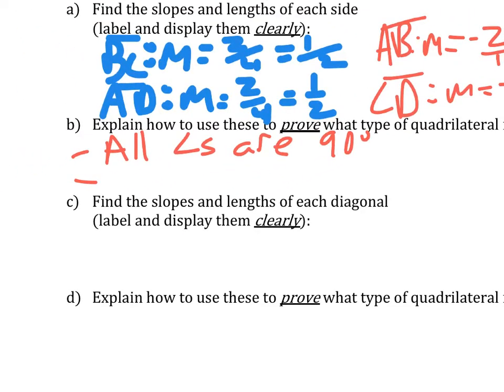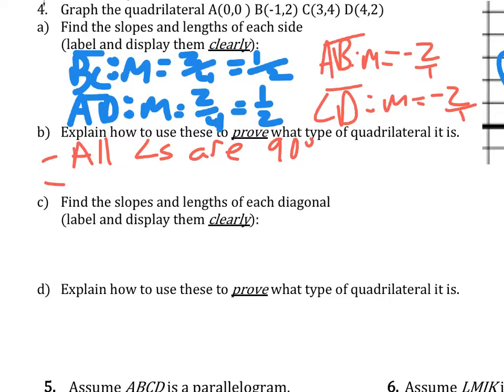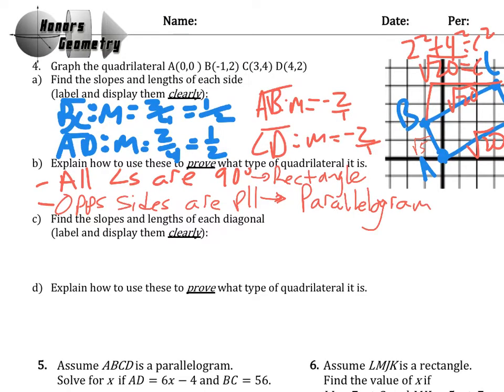All right? So, I didn't quite finish this one. All angles are 90, so that makes it a rectangle. Which means it's also a parallelogram. But since we just showed that opposite sides are parallel, then that means it's a parallelogram. All right, so it's a parallelogram, but more special, it's a rectangle.